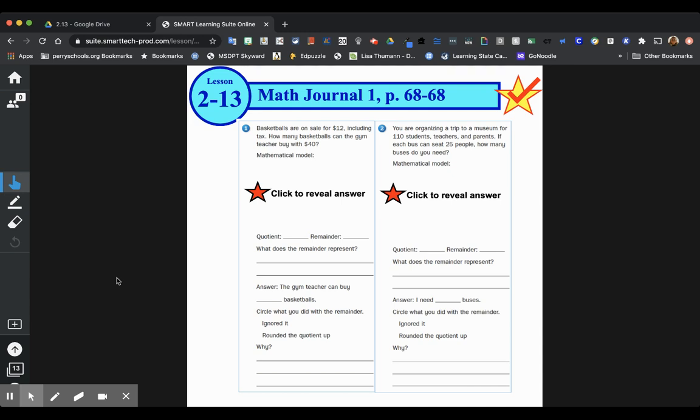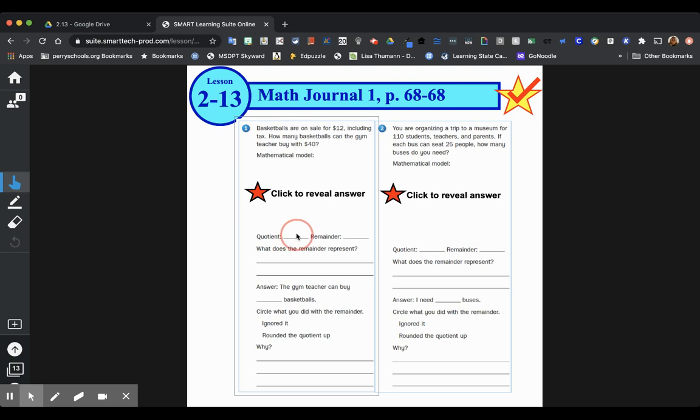We've got page 68, and number 1 says basketballs are on sale for $12, including tax. How many basketballs can the gym teacher buy with $40? So you don't have to worry about any other tax. It's already included in this $12. So here you need to make a mathematical model, whichever model works best for you in your thinking. Maybe you only use numbers. Maybe you draw pictures. Maybe use tally marks.